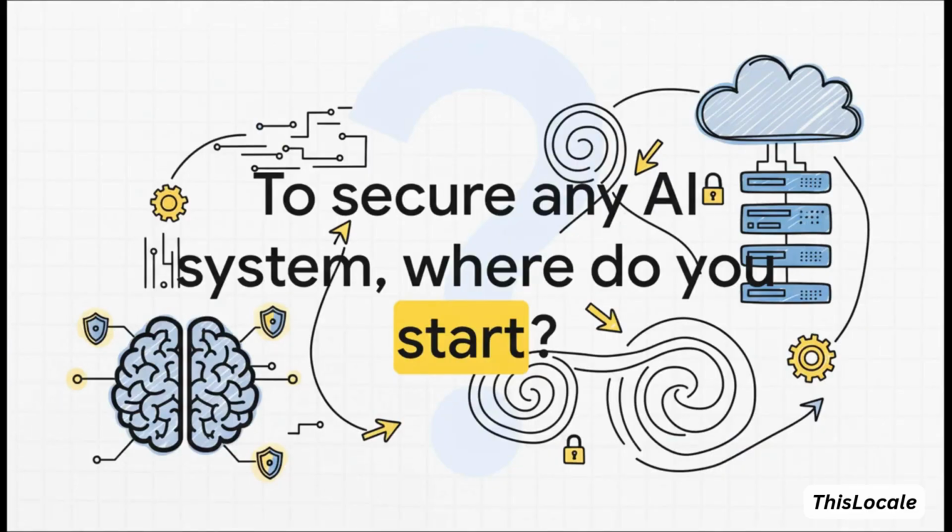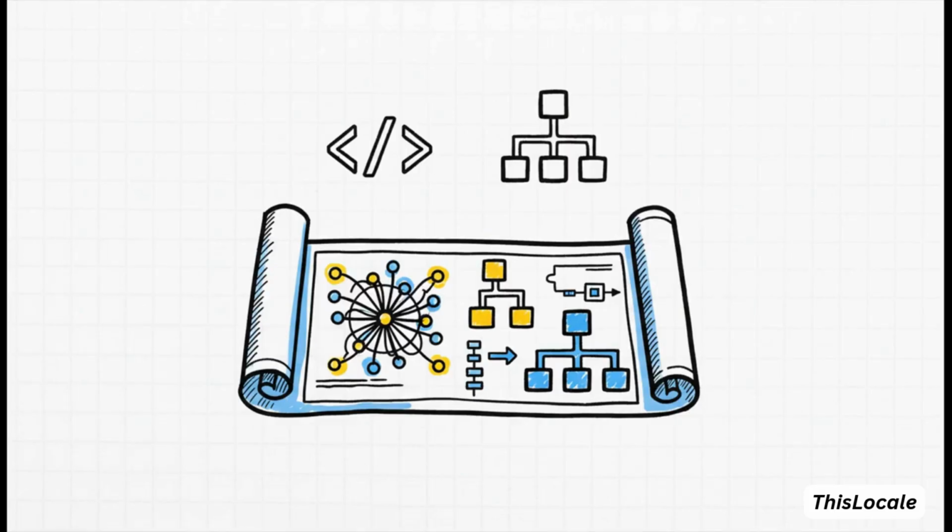Okay, so let's get right to it with the one question every single security and risk professional needs to be asking themselves. When you're looking at a new AI system, where on earth do you even start to secure it? And the answer might not be what you think. It's not about the last line of code or the data pipeline or the firewall around it. It's way more fundamental. You have to start with the blueprint, the core design that dictates every single thing it does. You start with how it learns.